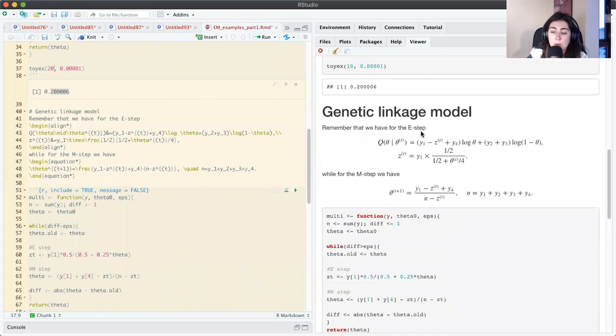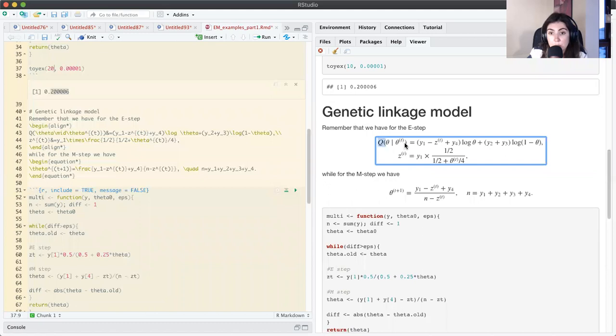So now for the genetic linkage model example, the one that was used by Dempster, Laird, and Rubin in their original paper. And remember that the context was that we had multinomial data. So initially we had 4 categories, with some probability for each category that depended on theta, and then we subdivided the first category into another 2 categories, and we applied the EM algorithm.